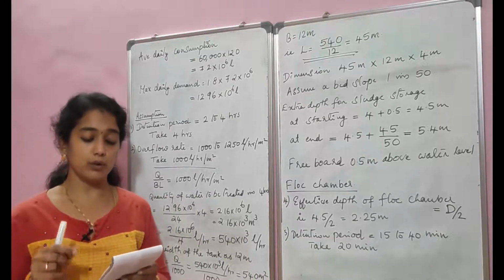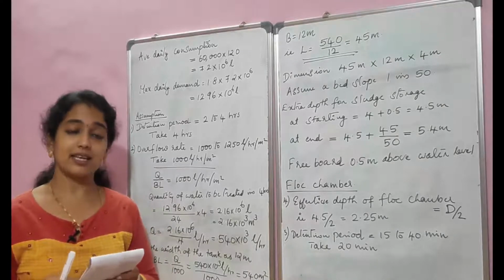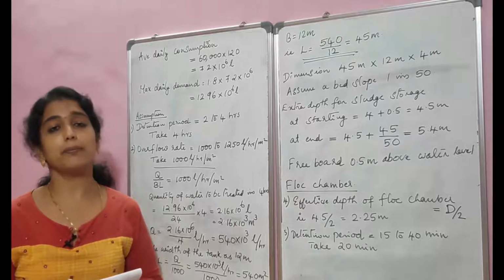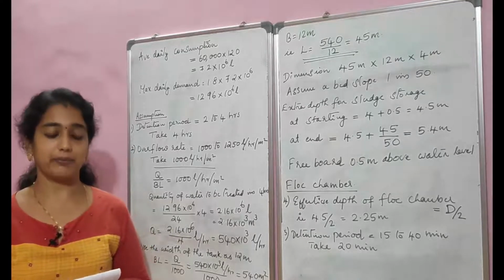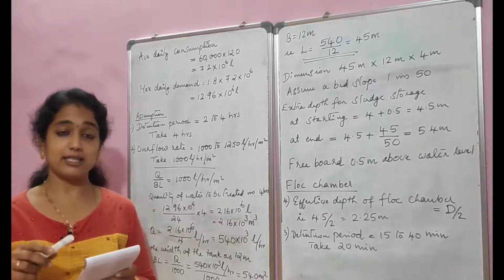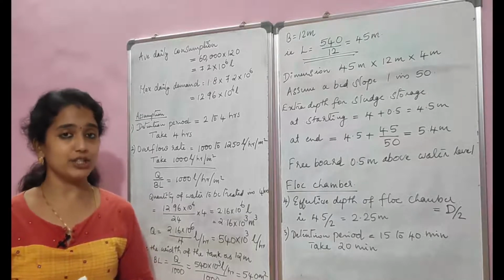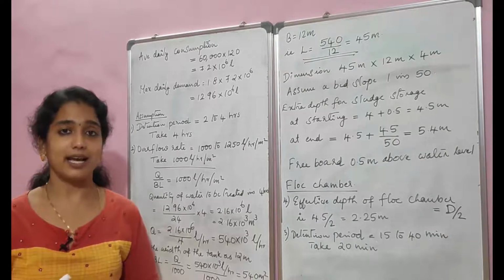The only two factors given in this question are the number of persons and the per capita demand. By using these two values, we have to design a sedimentation cum coagulation tank.